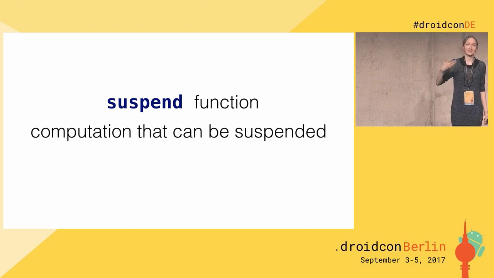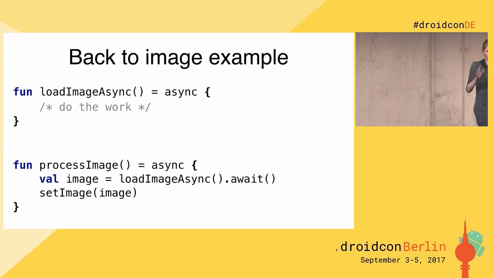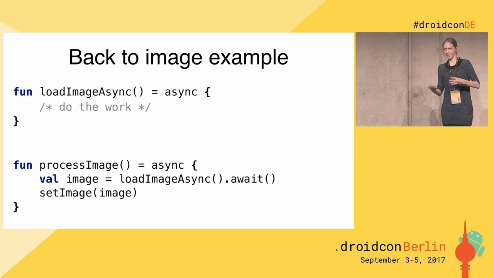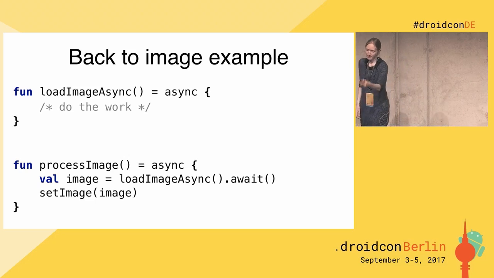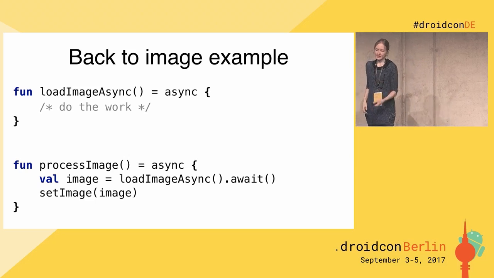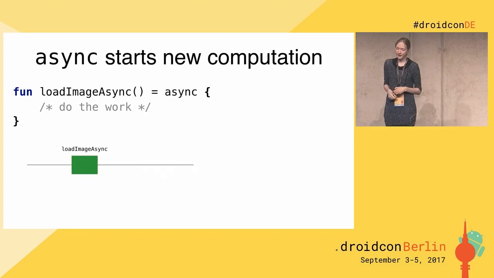It represents the computation that can be put away somehow. So now let's go back to code, to our image example, and see how it works in terms of these computations, suspended computations, etc. So yes, here is our example. We have two functions, async and await, and now we are ready to understand what exactly async and await do and how they work. Async, in essence, just starts a new computation.